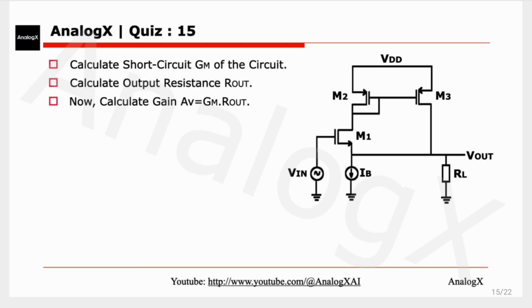They have given: calculate short circuit GM of the circuit, then calculate output resistance, and then calculate gain equal to GM into R out. So these are the standard steps to calculate gain. First we calculate short circuit GM and then R out, then multiply both and we get the gain of the circuit.